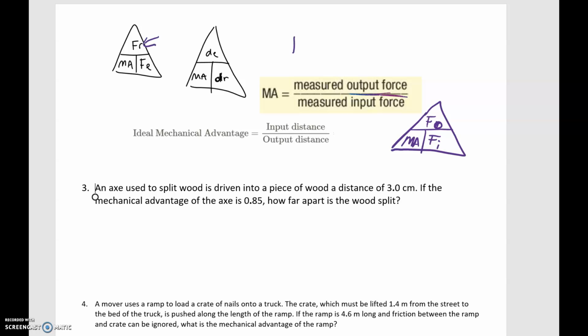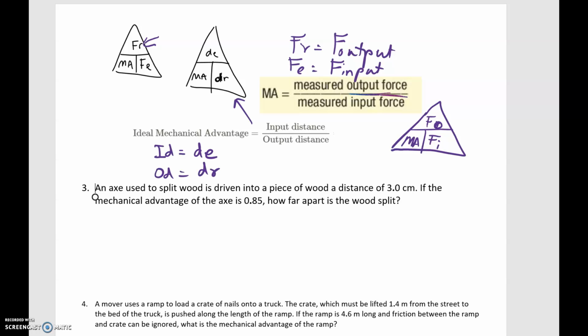Force resistance FR is equal to force output, and your FE is equal to force input. And then here when you have this input distance, output distance, let's make sense of this formula in terms of this triangle as well. The input distance is the same as the effort distance, and the output distance is the same as the resistance distance. All right, now let's do this problem right here.